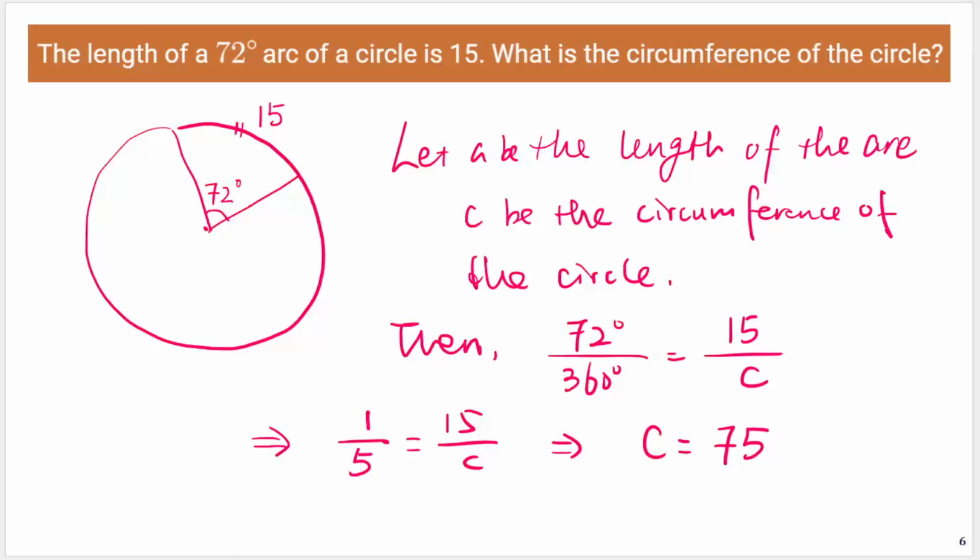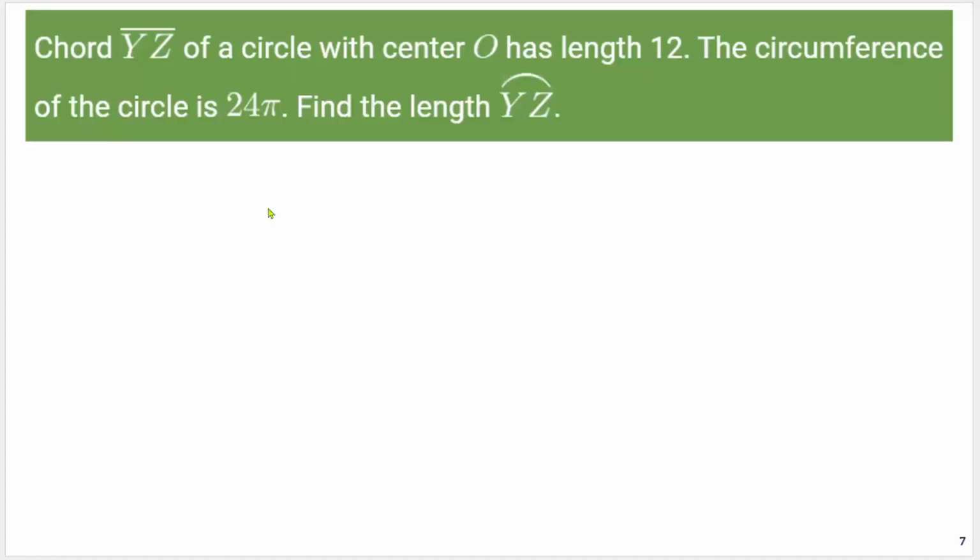Alright, then if you don't have any questions, let's consider another practice. Chord YZ of a circle with center O has length 12. The circumference of the circle is 24 pi. Could you find the length of the arc YZ?